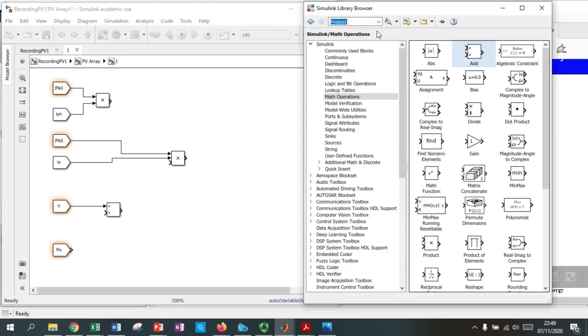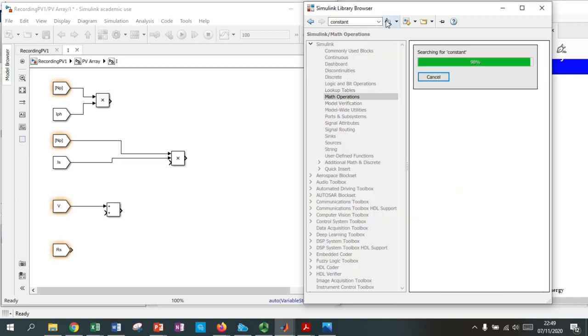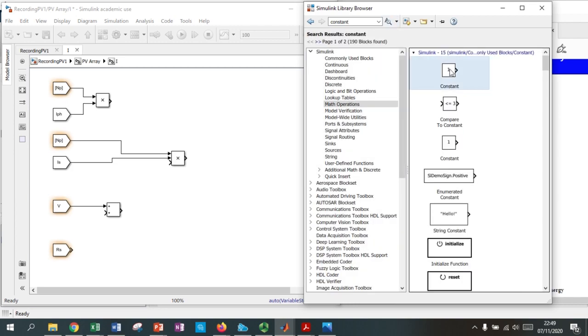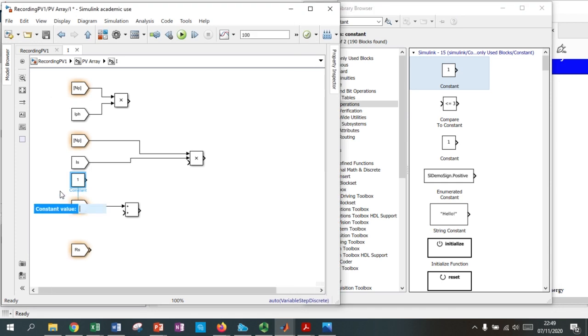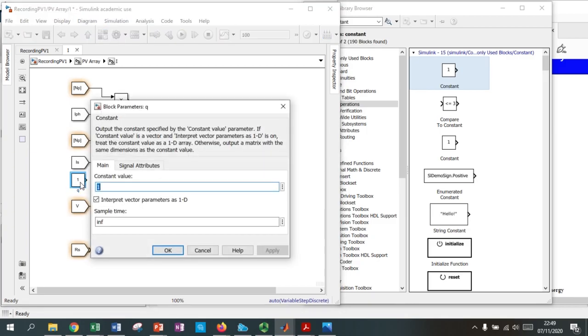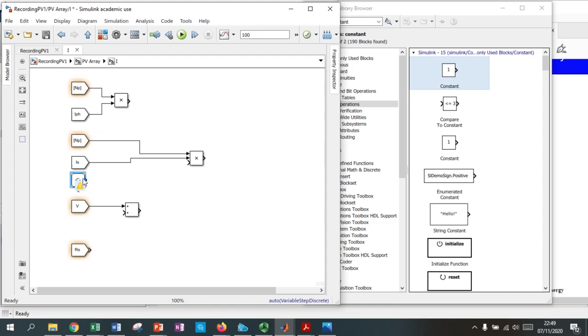Then we have the constant, and this is the Q. The value of constant is 1.6 e power minus 19. This is the Q value.